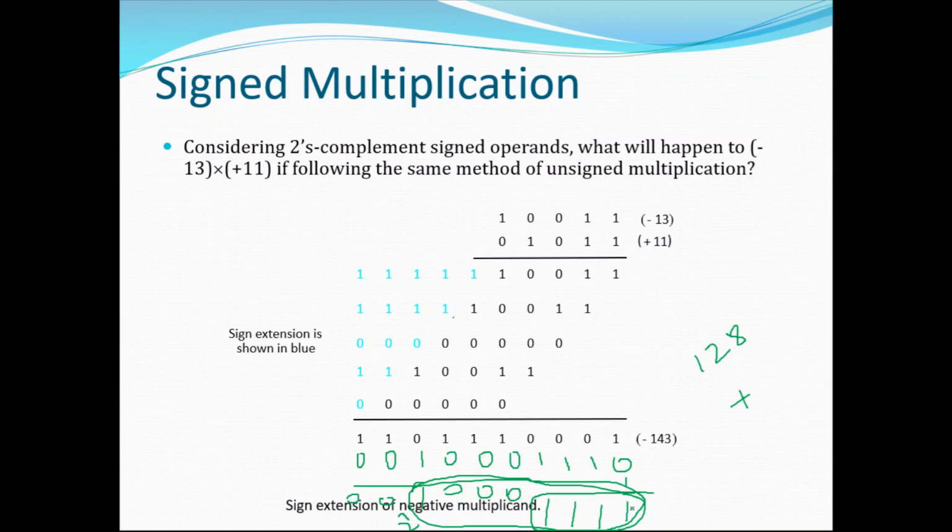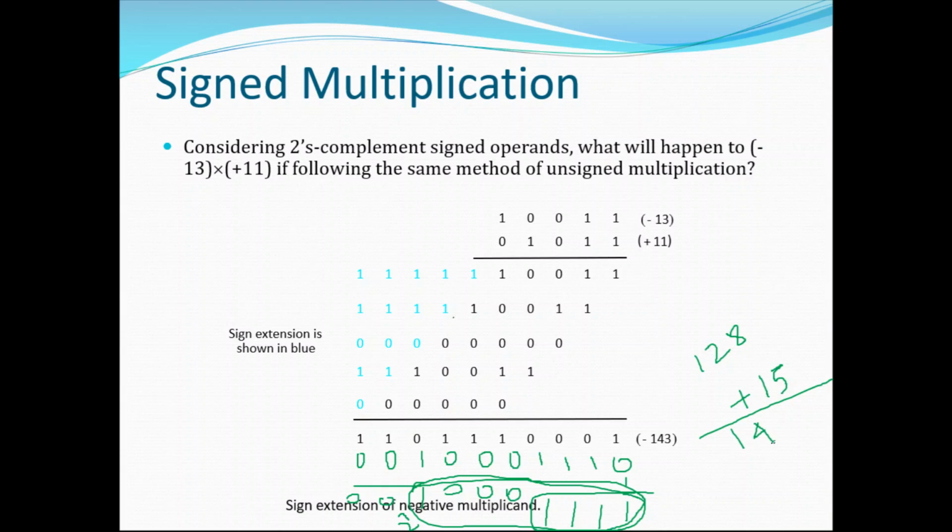Which is nothing but 15. So basically these four 1s are nothing but 15. So this is 2 to the power 0, that is 1. This is 2 to the power 1, that is 2. This is 2 to the power 2, that is 4. This is 2 to the power 3, that is 8. 8 plus 4, 12. 12 plus 2, 14. 14 plus 1, 15. So 128 plus 15 is 143.